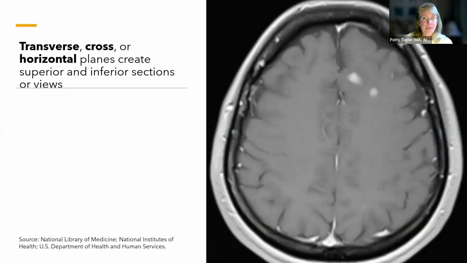Let's take a look at some pictures. First one here, transverse, cross, or horizontal. We're looking down into the brain from a superior viewpoint. This allows us to create a transverse section that gives a superior and inferior view. So this scan may be just of the brain. It may travel further down in the body, but it's going to create sections or images that are from a superior or an inferior viewpoint.